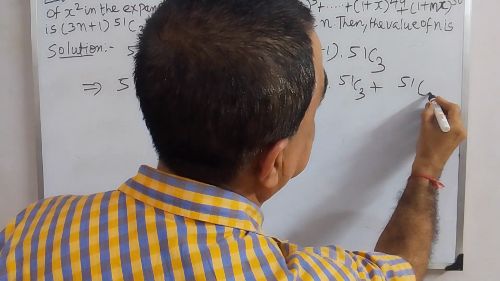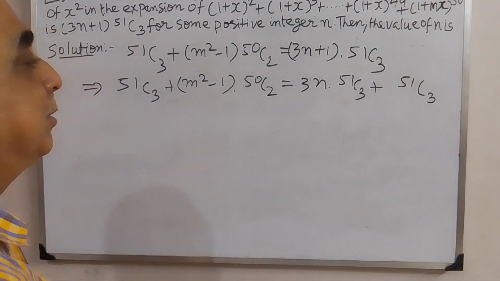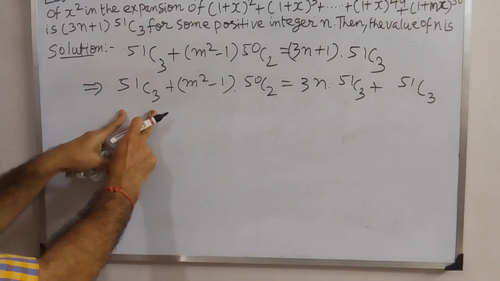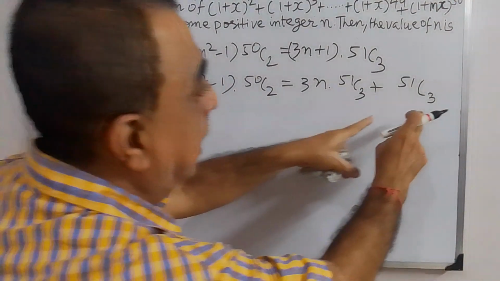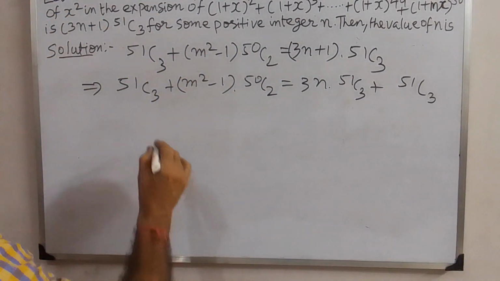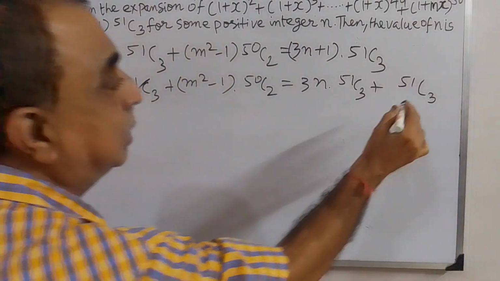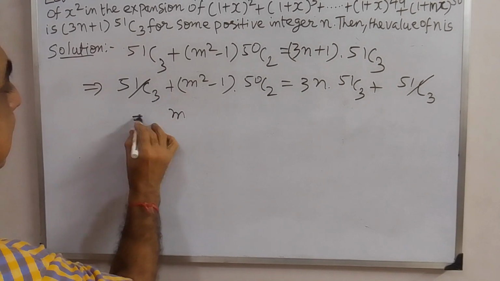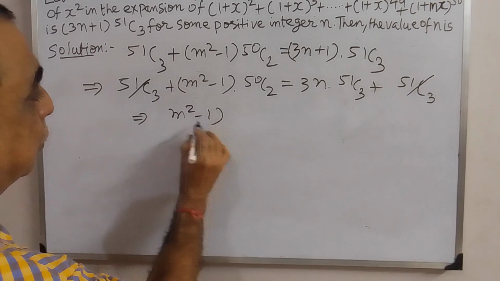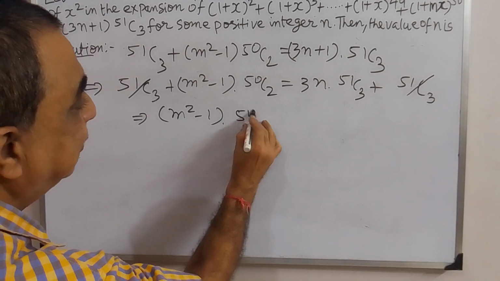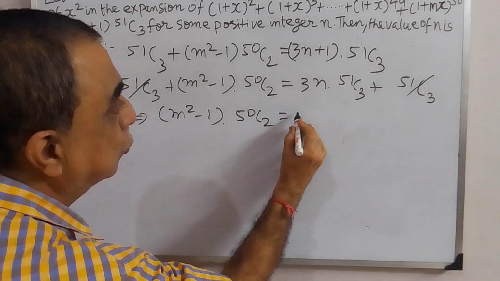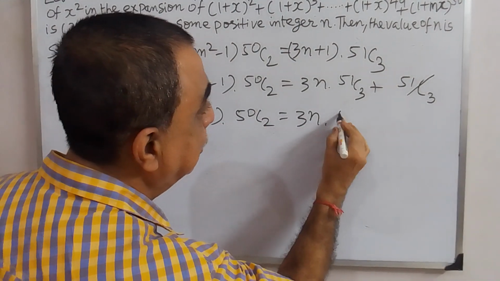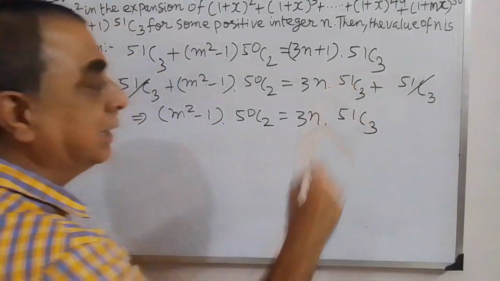So 1 into 51C3 will be 51C3. So 51C3 is on the left hand side also, and 51C3 is on the right hand side also. So cancel it from both the sides. So what are we getting? We are getting (n squared minus 1) into 50C2 is equal to 3n into 51C3.